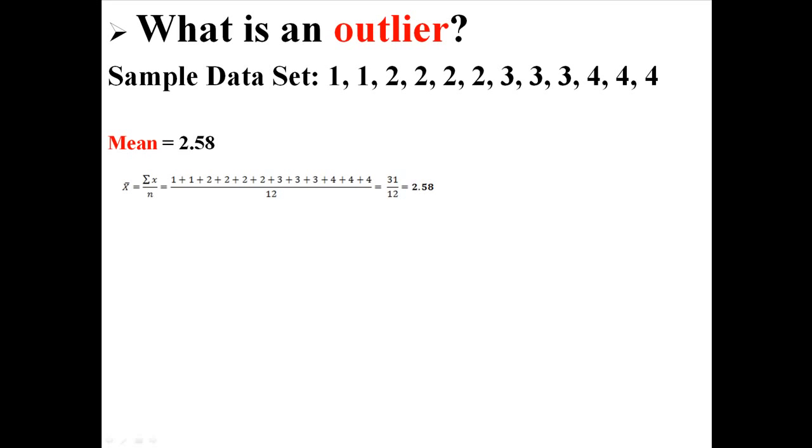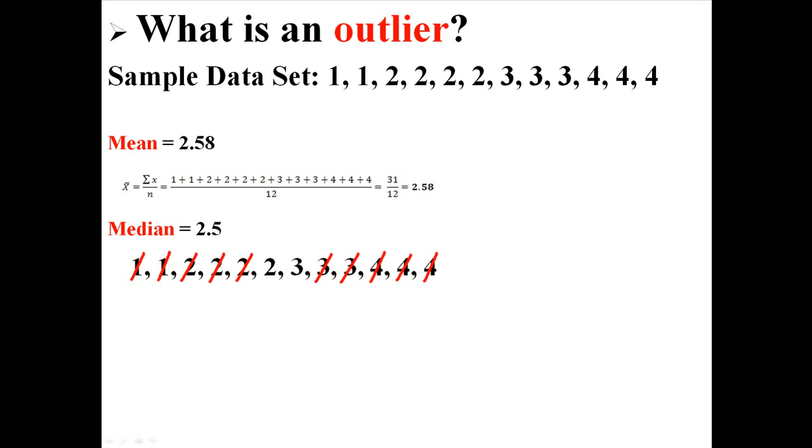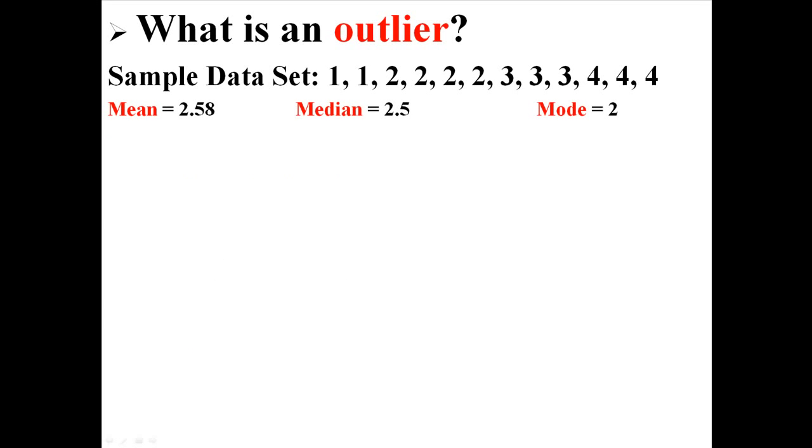For that data set, I could find the mean by adding up all the values and dividing by how many values I have, and find a mean of 2.58. I could find the median by finding the middle values. In this case, there were two middle values. I took the average of those and got a median of 2.5. Or I can find the mode, which is 2, because I have the most 2s. So let me put those numbers up there.